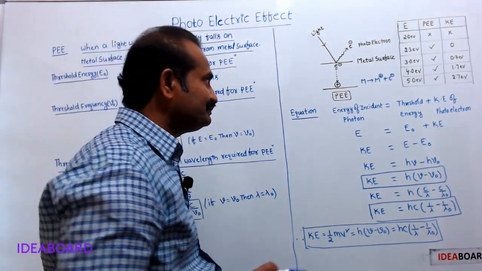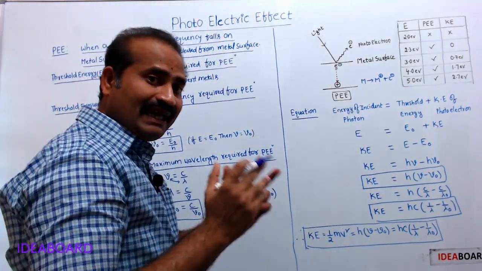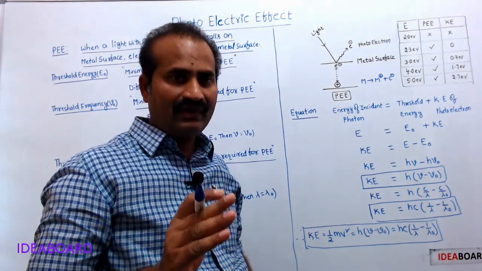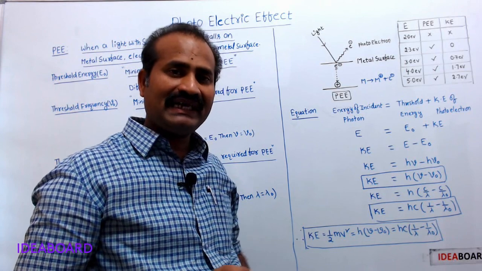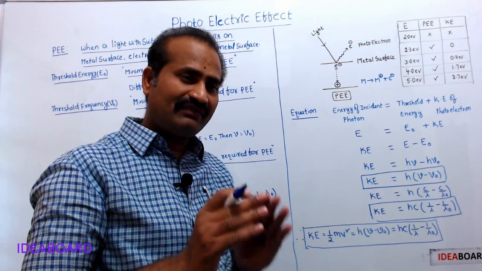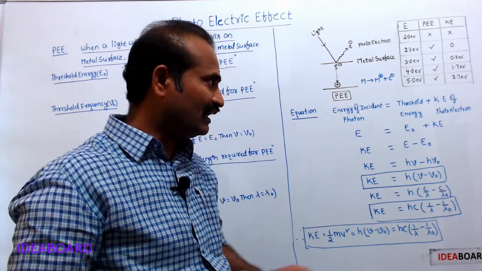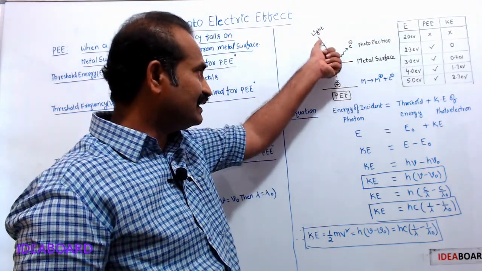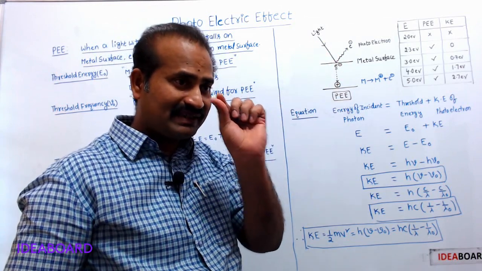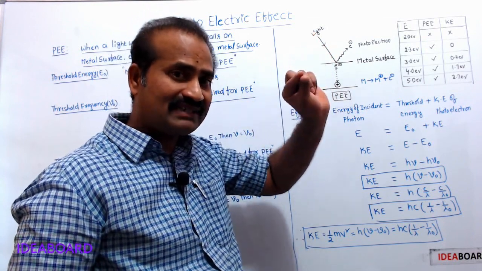Now see here, the electron absorbs light energy. According to Planck's quantum theory, absorption of energy always takes place discontinuously, in the form of small energy packets, which are called quanta. Here the electron absorbs light energy discontinuously in the form of small energy packets. In case of light, energy packets are known as photons.